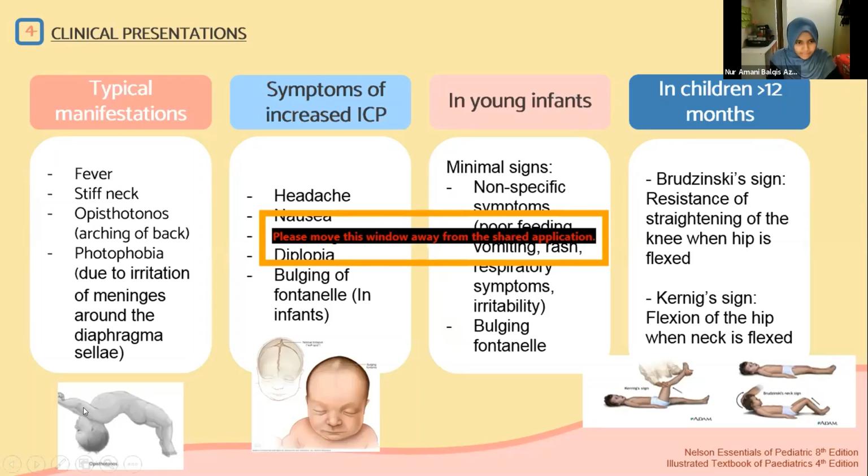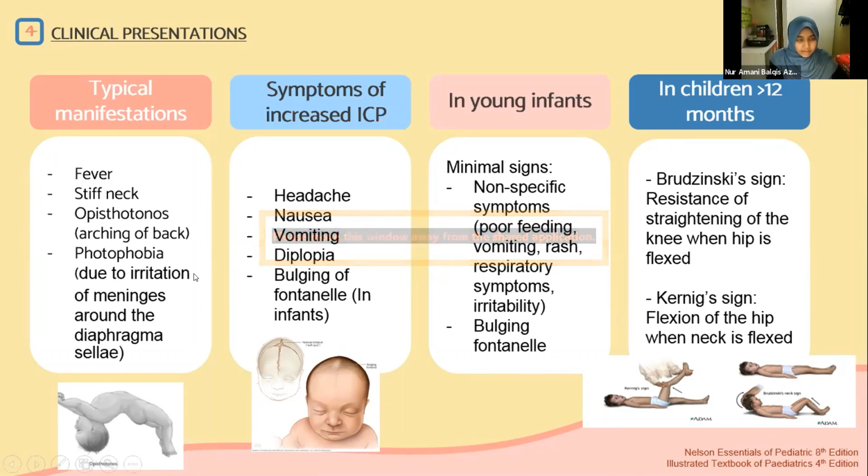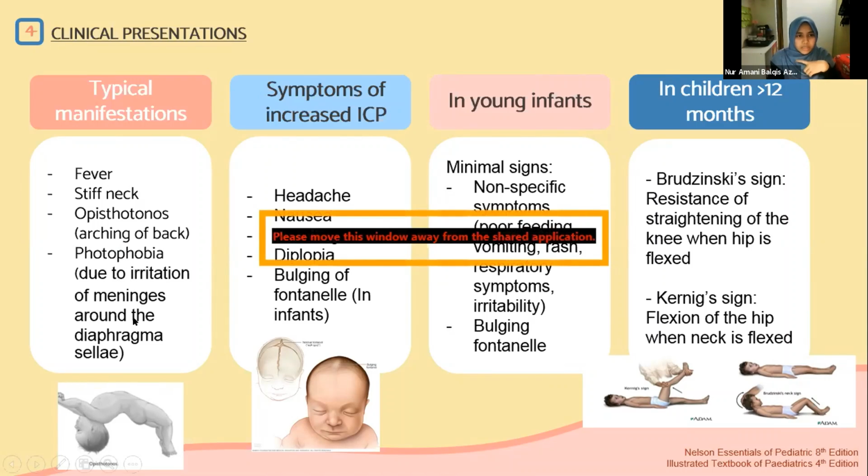Opisthotonus is the arching of the back. This is the picture. This happens because of muscle spasm. Okay, and the next one is photophobia. So why does a patient with meningitis experience photophobia? It is due to irritation of the meninges around the diaphragma sellae.